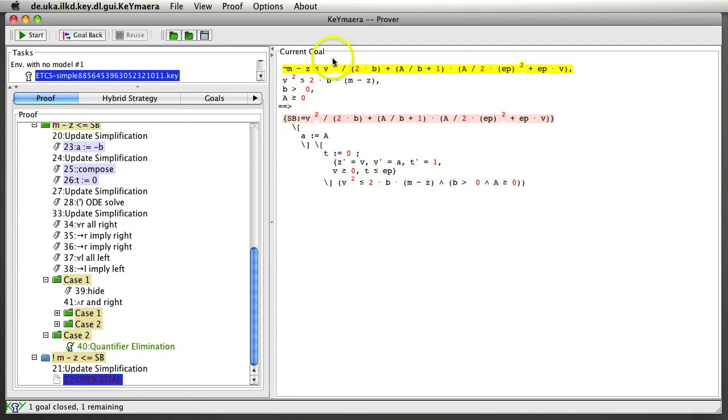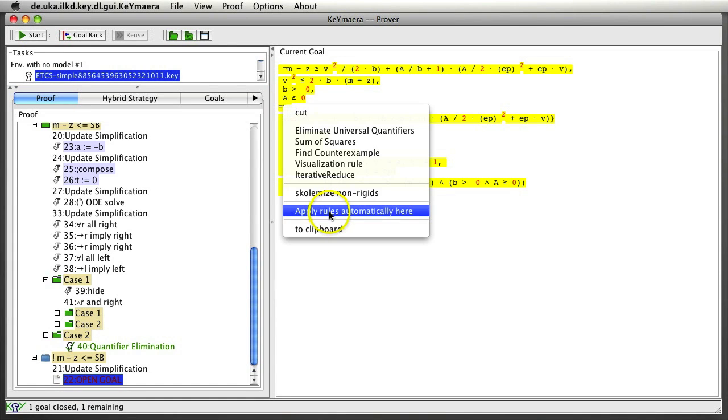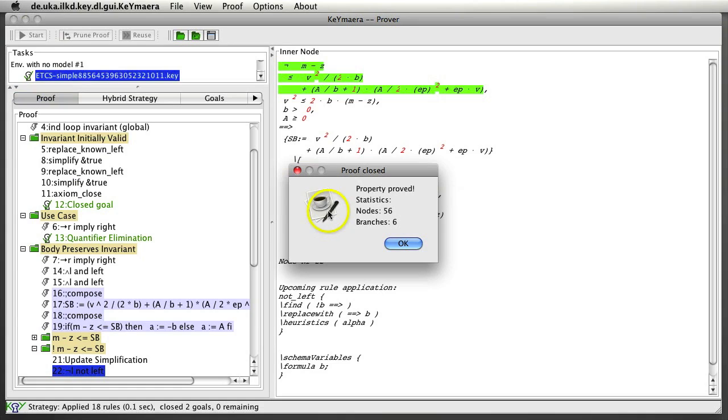The other branch of the if actually works similarly, so I won't go through that here. And since this is a simple problem, we can actually just apply rules automatically, and the whole property will prove.